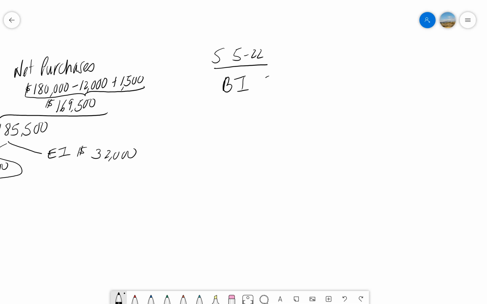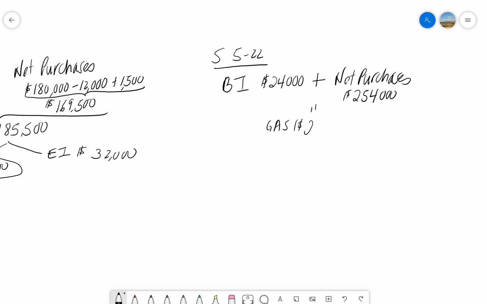Beginning inventory of 24,000 plus our net purchases. And once again, our net purchases is going to be all of our purchases minus any returns and allowances, add on any freight costs. And once again, we have 272,000 minus 18,000. So our net purchases is going to be 254,000. We add those together, our goods available for sale equals 278,000. And once again, that's either going to be sold, cost of goods sold, or unsold, ending inventory.